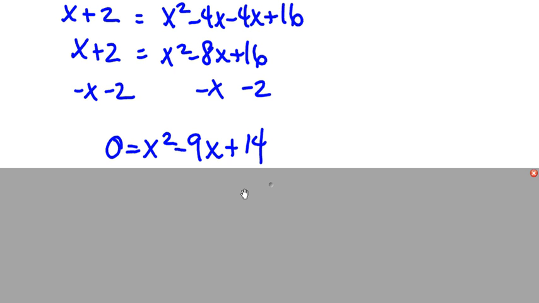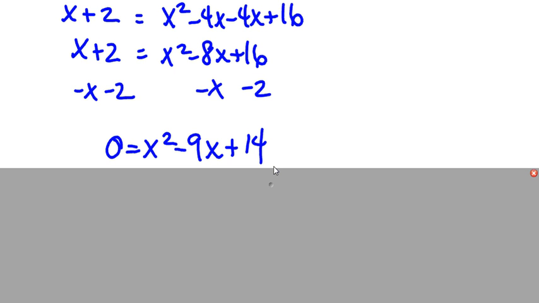Again, since it's a quadratic, you have a couple ways of solving it. We could try factoring, we could do the quadratic formula, we could complete the square, we could also graph it. Let's see if it's factorable. So looking at all the pieces here individually, the greatest common factor is 1. So let's think about what times what gives us 14, what plus what gives us -9.